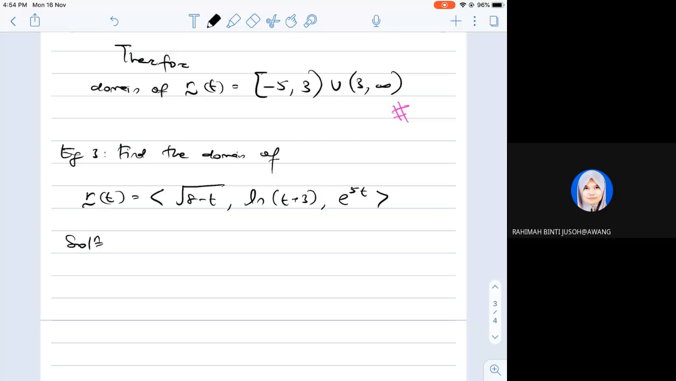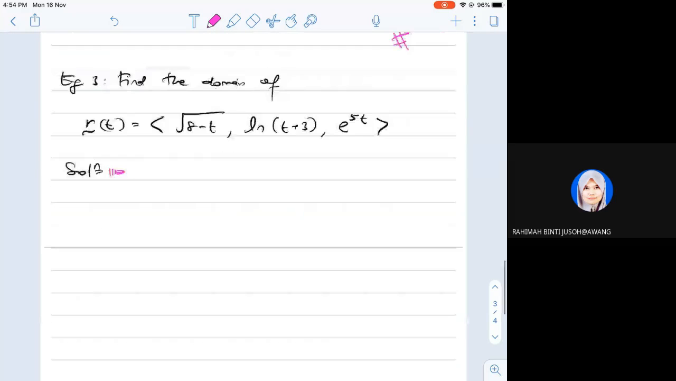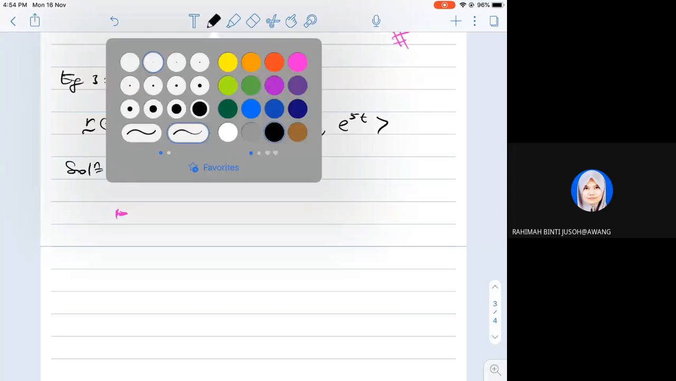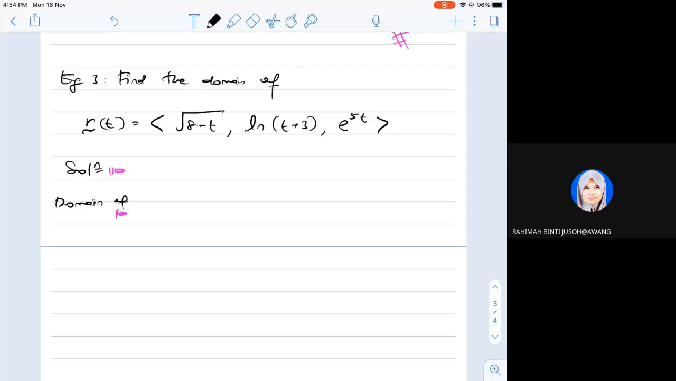So solution. Again, we need to identify the domain for each component. So the domain of square root of 8 minus t. Now we have a square root sign. Again, as I mentioned earlier, it must be greater than or equal to 0. Therefore, 8 minus t must be greater than or equal to 0. Therefore, negative t must be greater than or equal to negative 8. Next, what happens when we change the negative sign? The sign will change. Yes, we should change the inequality sign. So it becomes less than or equal to positive 8, because negative divided by negative becomes positive. So we need to change this.